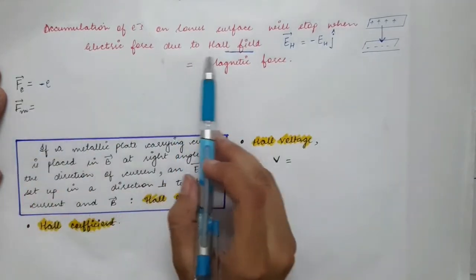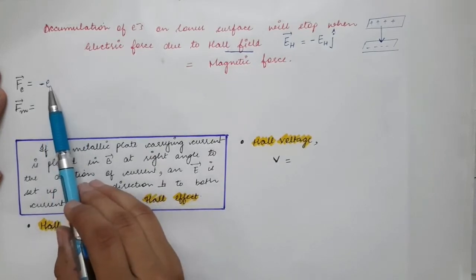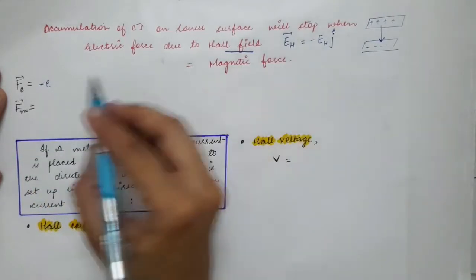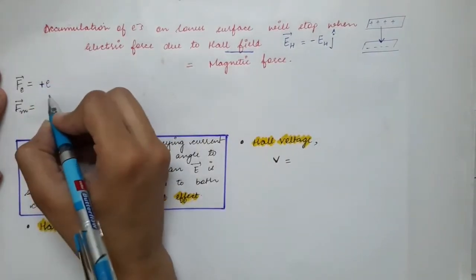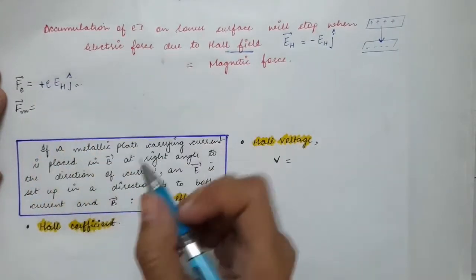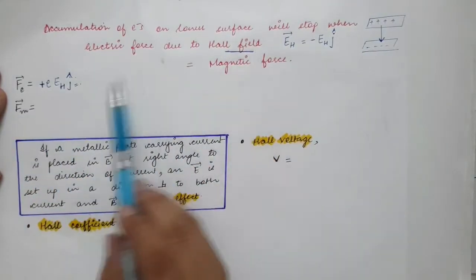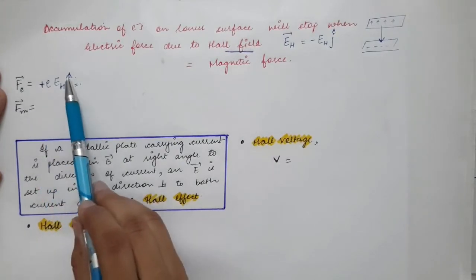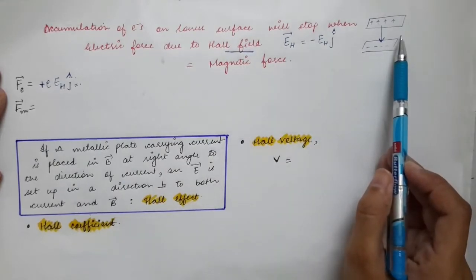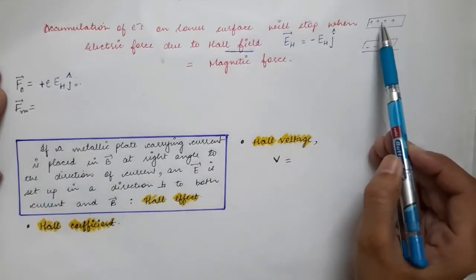So the electric force due to the Hall field will be charge times the electric field. The charge is minus e and the electric field is minus E_H j cap. The minus will cancel with this negative sign and it will become positive, e E_H j cap. This is the force acting on the electron due to the Hall electric field, and you can see that this force is along j cap. So the Hall field will try to push the electrons in the upward direction, along the plus y-axis.